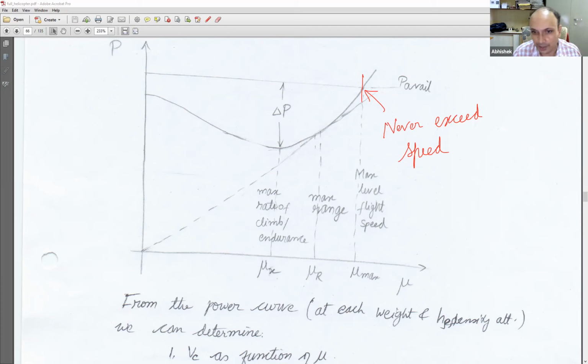Why? Because I have to fly a mission. My goal is to lift a certain weight. I cannot say that I'm going to reduce my payload to minimize my power consumption. So the only way I can vary my power consumption is by changing the speed of the helicopter. And that's where the power bucket comes in. So my SFC is going to be minimum and my power is going to be minimum. And that, you can all see, will happen at the point where your power is minimum.